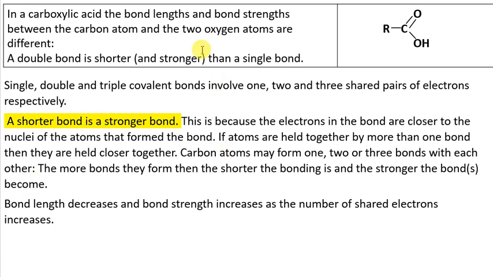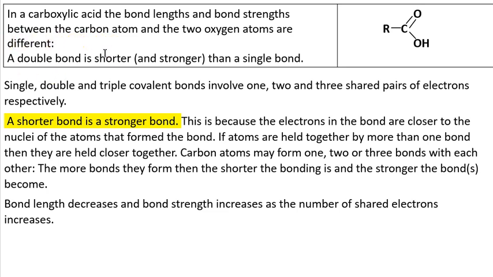In a carboxylic acid, simplified diagram drawn opposite, the bond lengths and bond strengths between the carbon atom and the 2 oxygen atoms are different. I look at the diagram. I see the carbon is making a double bond with 1 oxygen and a single bond with the other. A double bond is shorter and stronger than a single bond.